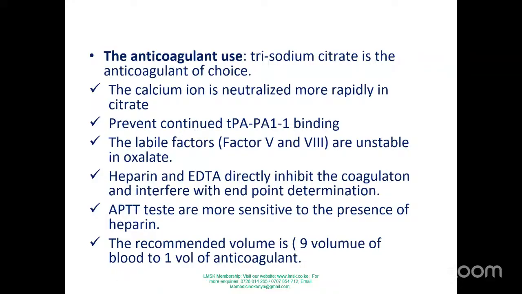And then the labile factors are unstable in oxalate, and that's why you cannot use oxalate tubes as anticoagulants. Labile factors are like factor 5 and factor 8. Heparin and EDTA directly inhibit coagulation and interfere with endpoint determination. So you can't use a sample that has been collected in a heparin tube or in EDTA for coagulation. And APTT tests are very sensitive to the presence of what? Of heparin. And then the recommended volume is 9 volumes of blood to 1 volume of anticoagulant, as we have discussed.